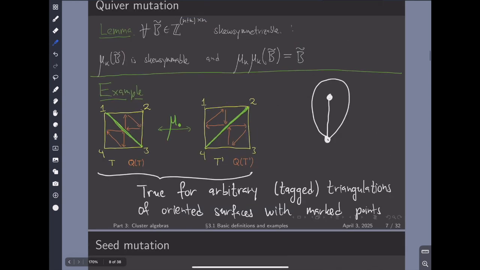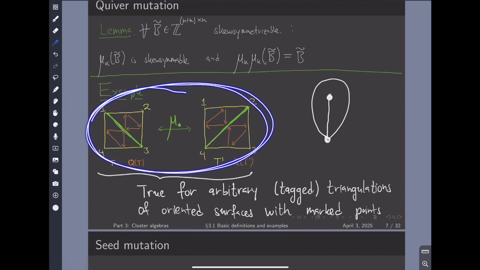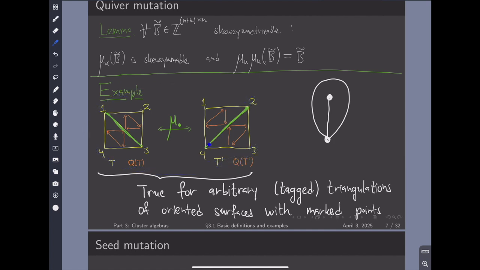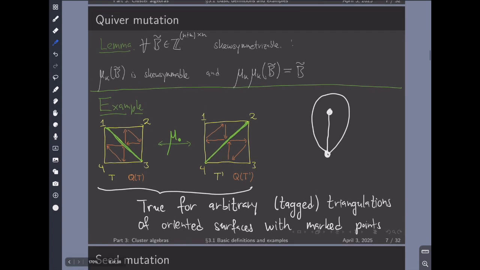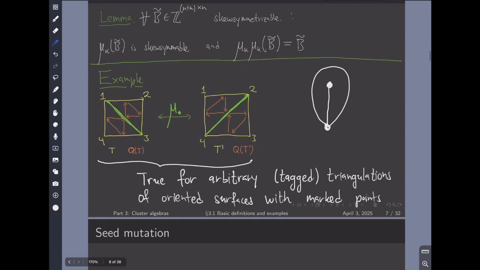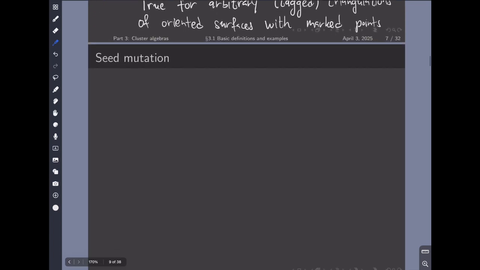But so you see, at least here you can see that mutation is the combinatorial recipe that allows you to keep track of what happens to the quiver after flips. So in a way, I think it begins looking like not such a strange combinatorial operation. It's at least the combinatorial counterpart of some other move.